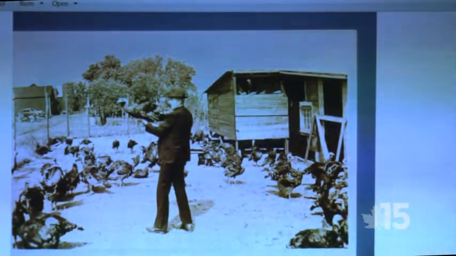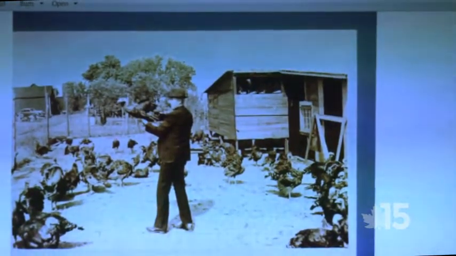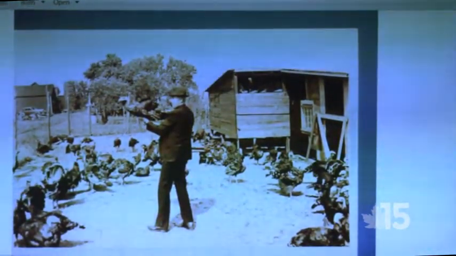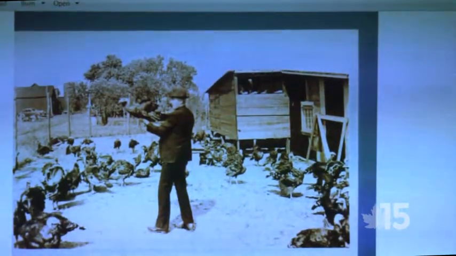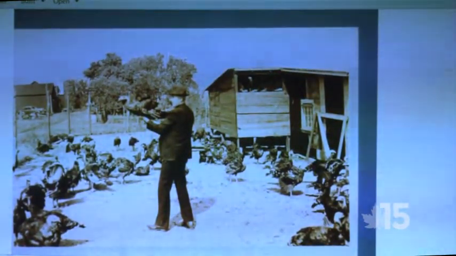So they could tell which one was theirs, it says, and after they caught the birds, they'd bring them to their rightful owners. And then they would feed them corn for a couple of weeks to fatten them up before they sold them.